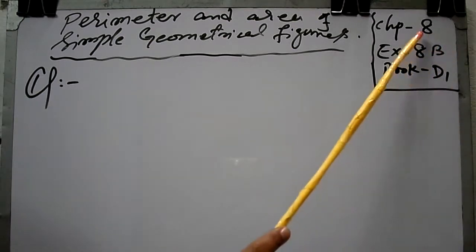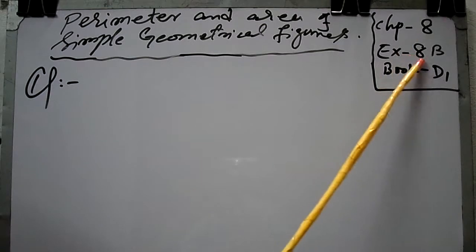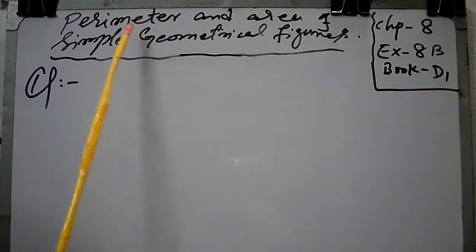Today we will discuss chapter number 8, exercise 8B, book D1, perimeter and area of simple geometrical figures. Question number 1. Copy and complete the following table for each of the parallelograms.